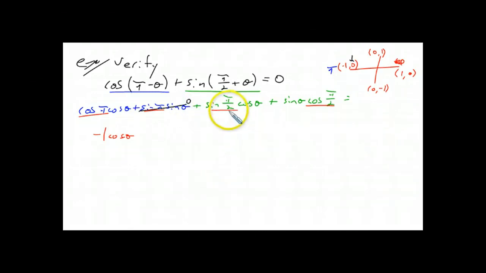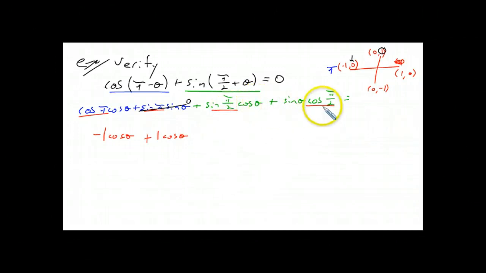Okay, then I move on to the next term. Sine of pi over 2 is straight up. So sine is your y value again. That's 1. So I can say this is plus 1 sine theta. Oh, no, wait, that's 1 cosine theta.